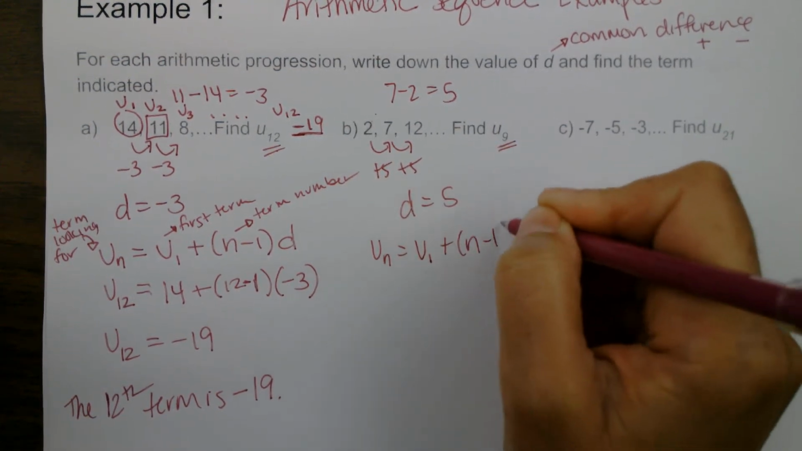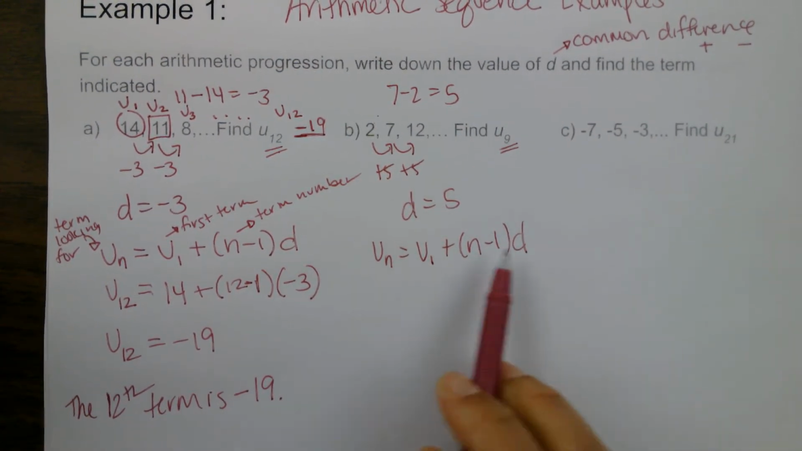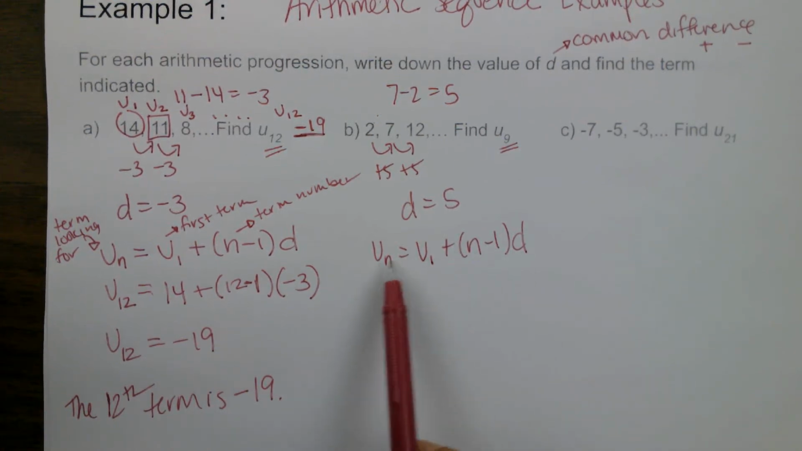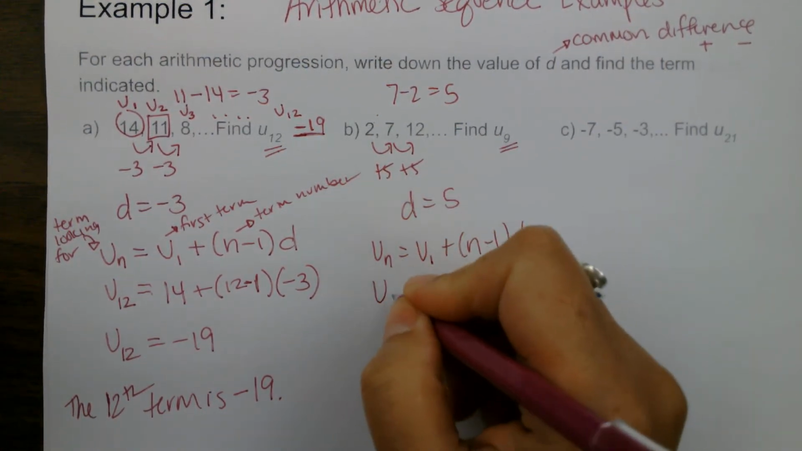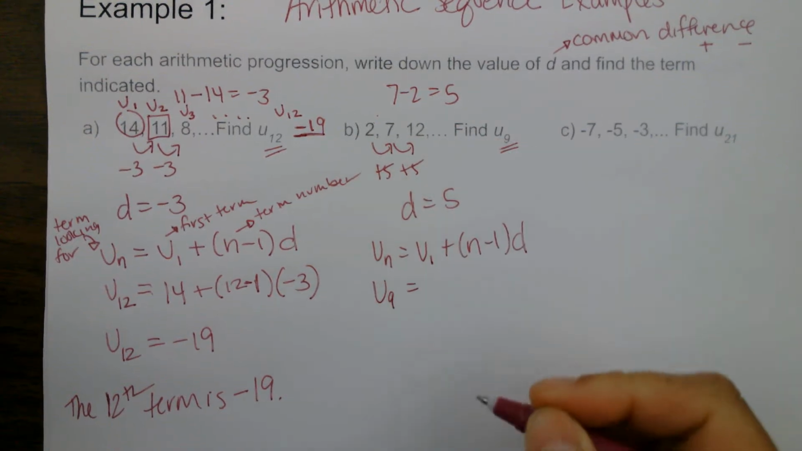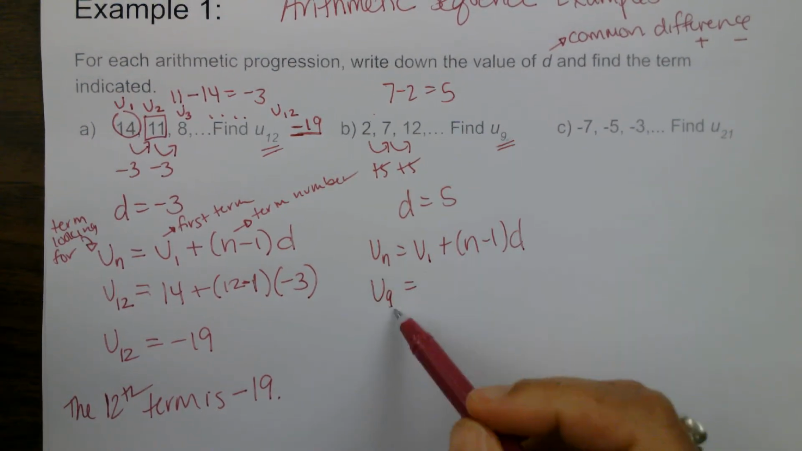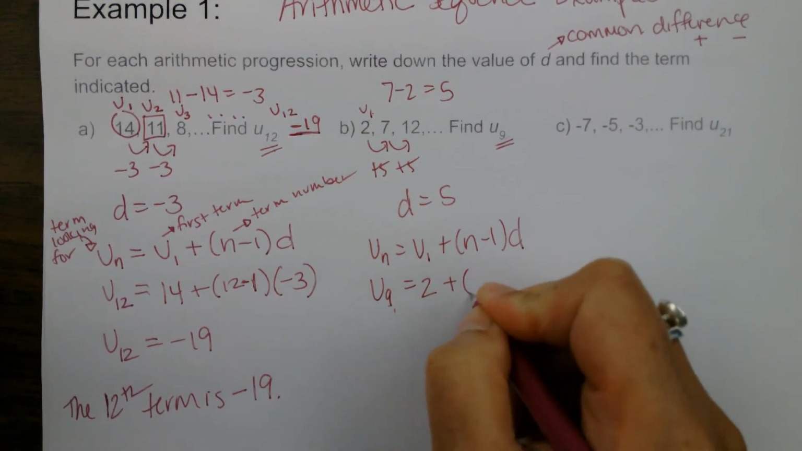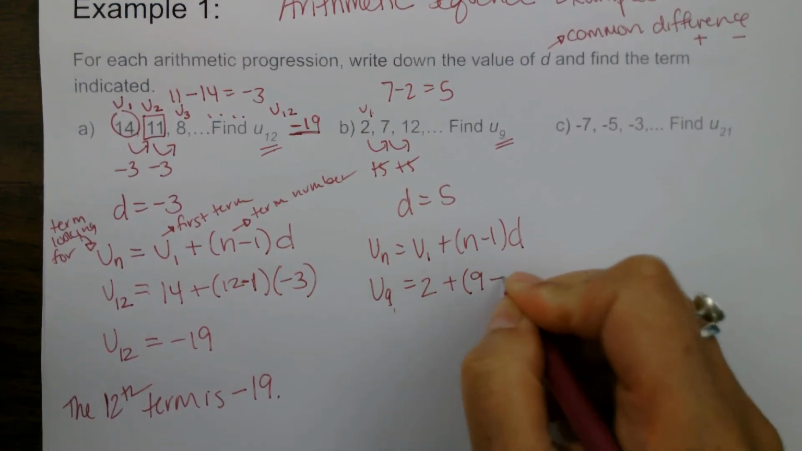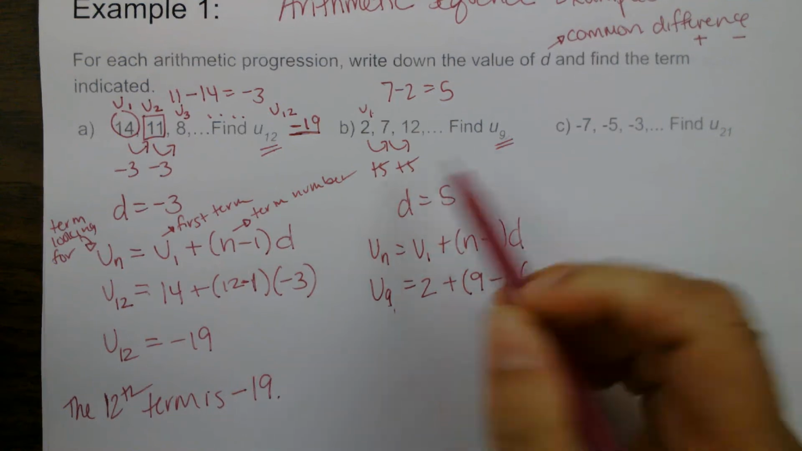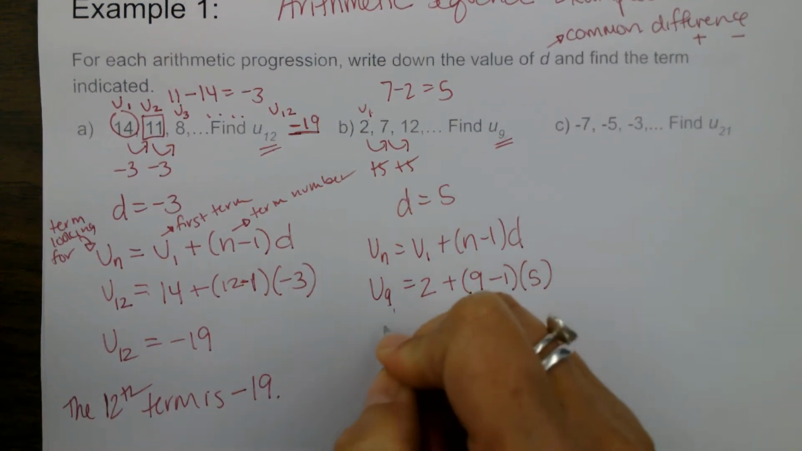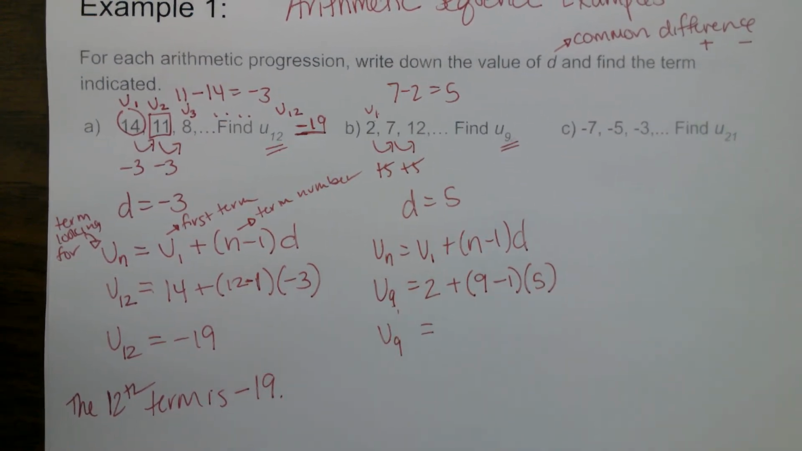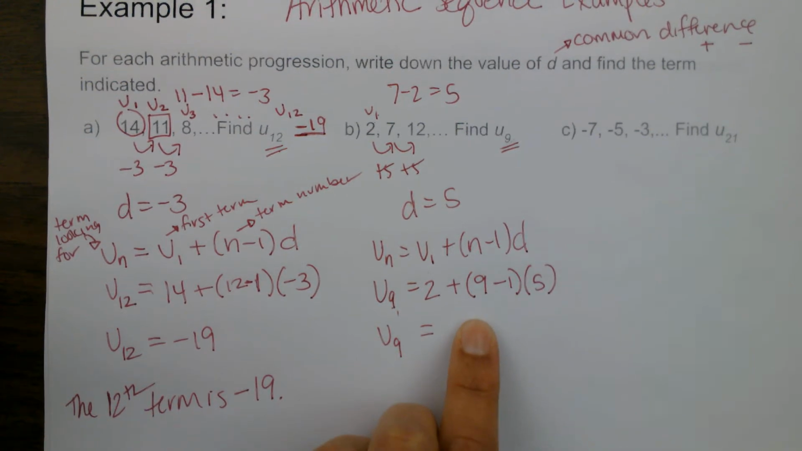And so I'm going to write down the general form. If you're having trouble substituting numbers in, I highly suggest rewriting the general form and then substituting in the numbers from the problem. So we're looking for the 9th term. Our first term, u sub 1, was 2, plus the term number is 9 minus 1 times our common difference, which is 5. So now in my calculator, I am going to put this side in.